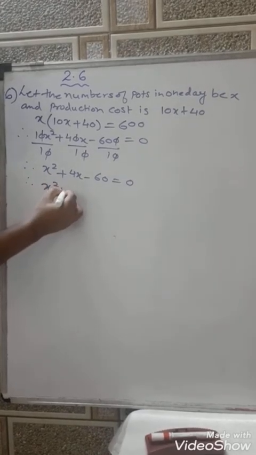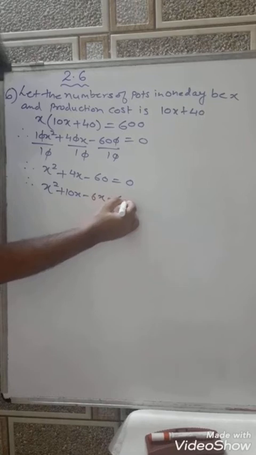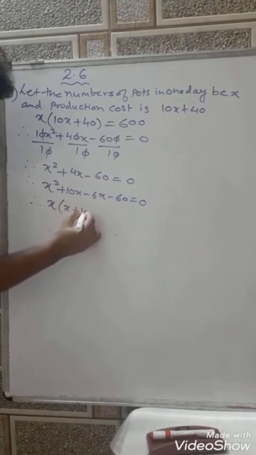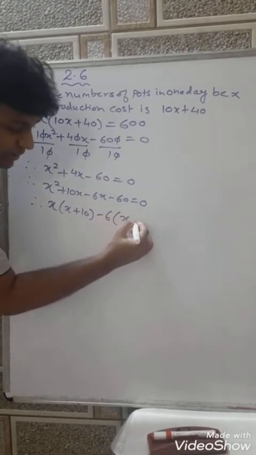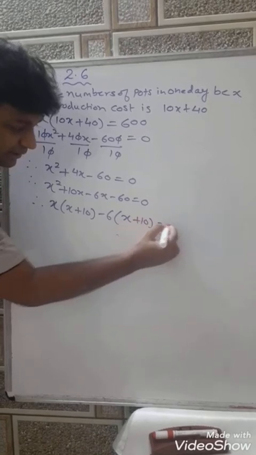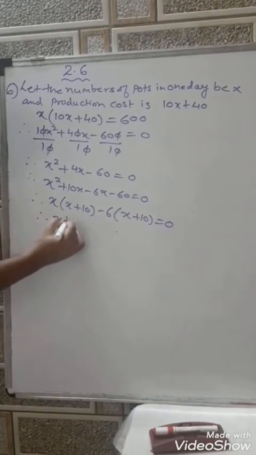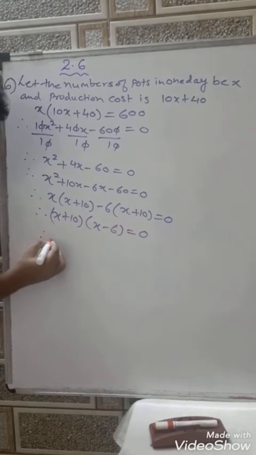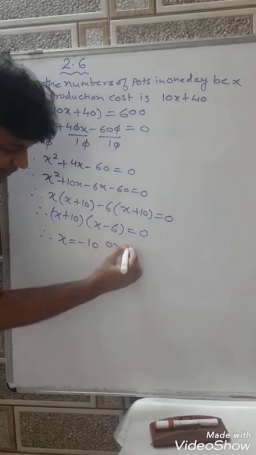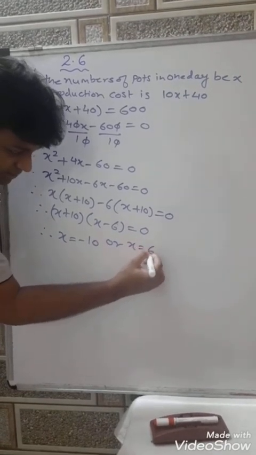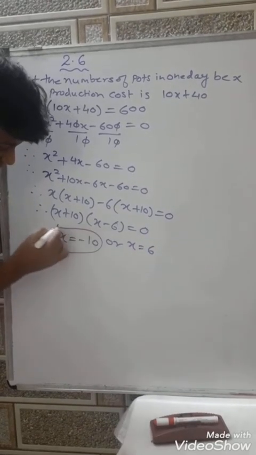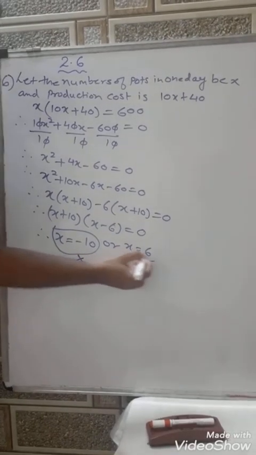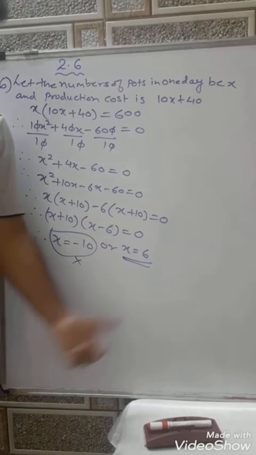So x square plus 10x minus 6x minus 60 equals 0. Taking x as common, we get x plus 10. Taking minus 6 as common, we get x plus 10 again. So in one bracket we get x plus 10, and in the other we get x minus 6. So x equals minus 10 or x equals plus 6. As we know, the number of pods can never be negative. So the number of pods in one day is 6.